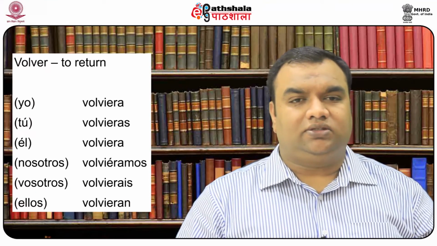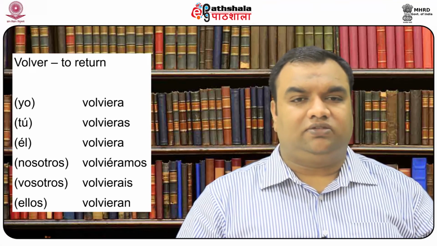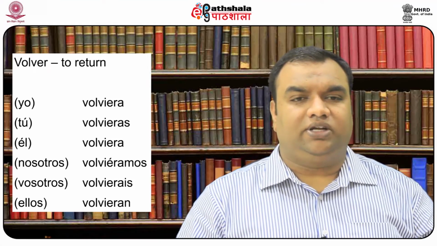Volver means to return, and the conjugation in the third person plural preterite is volvieron. So the imperfect subjunctive is as follows: yo volviera, tú volvieras, él, ella, usted volviera, nosotros volviéramos, vosotros volvierais, ellos, ellas, ustedes volvieran.